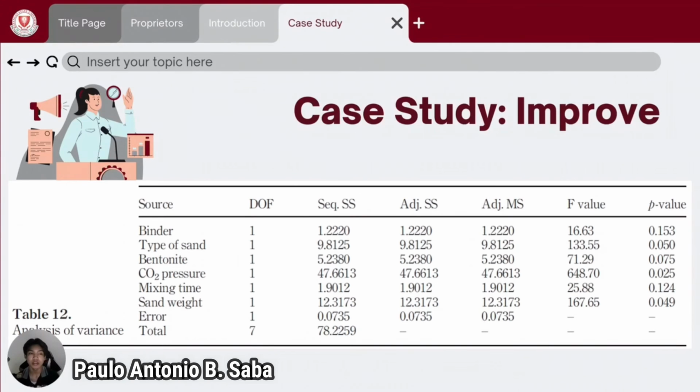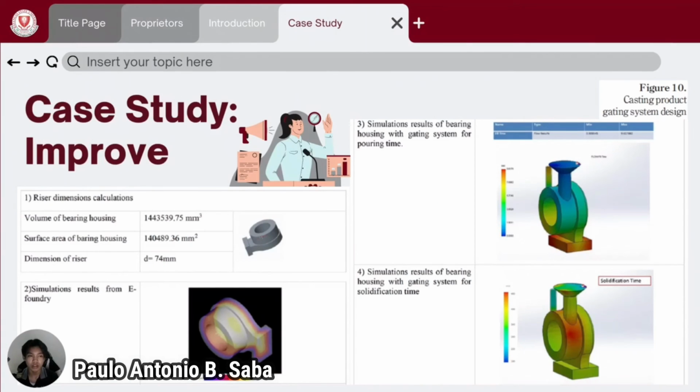We have the analysis of variance. This is the last tool that was used, also known as ANOVA, which states that there is a statistically significant relationship between the critical parameters: type of sand, carbon dioxide pressure, and sand rate. And now we have the custom product heating system design.